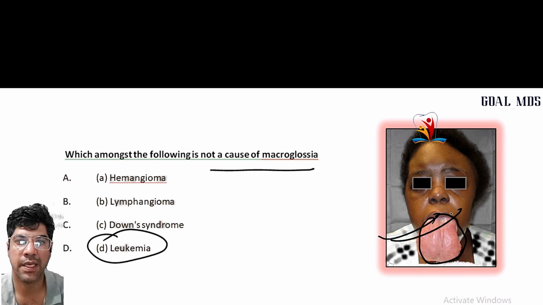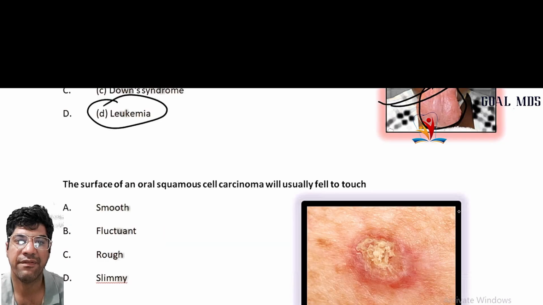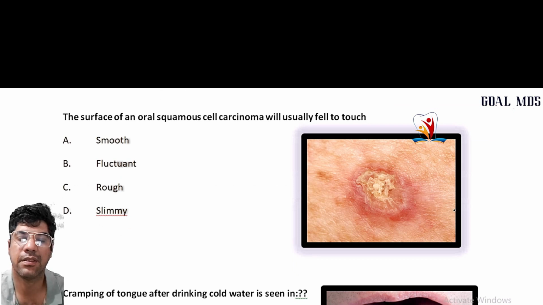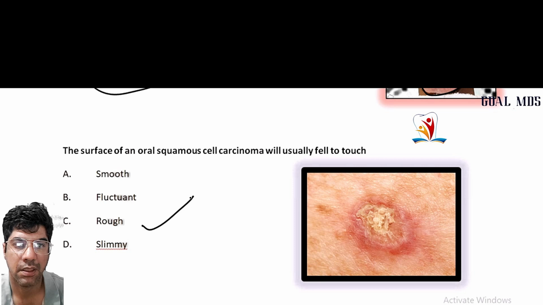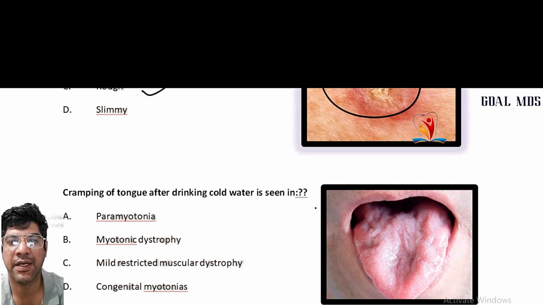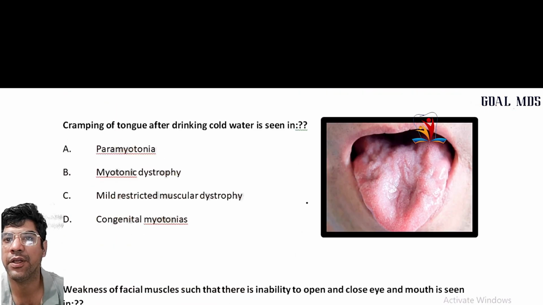Hemangioma, lymphangioma, they are the vascular malformations that can lead to tongue enlargement. Down syndrome is a genetic disorder that may include macroglossia as one of its features. The surface of oral squamous cell carcinoma will usually feel rough to touch. So this roughness is due to the irregular and ulcerated or nodular nature of the tumor.